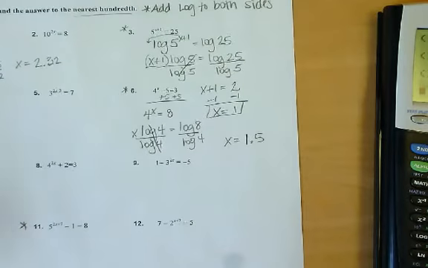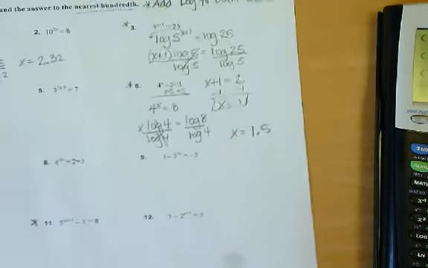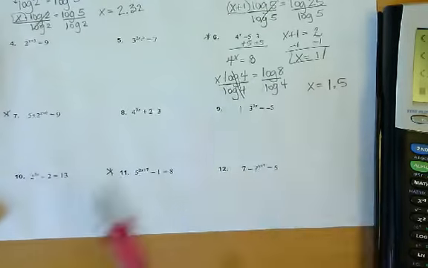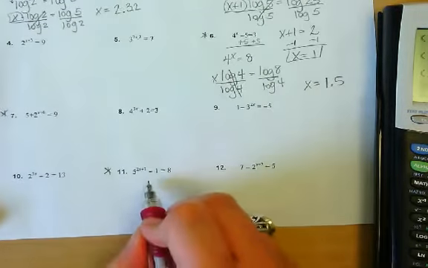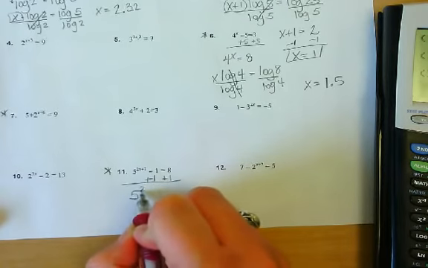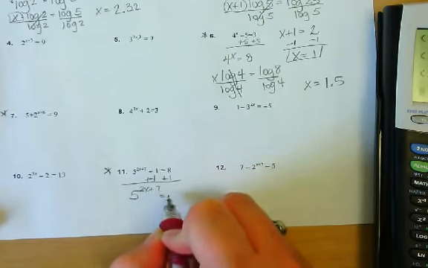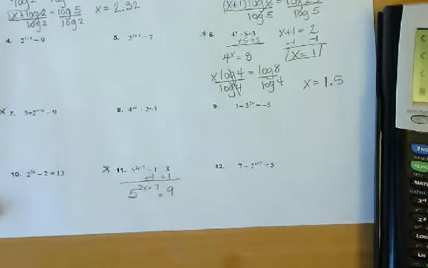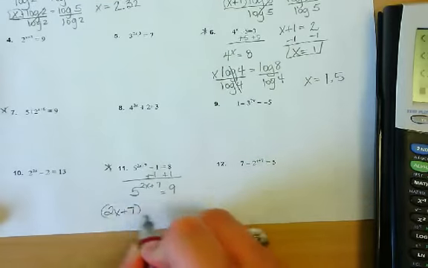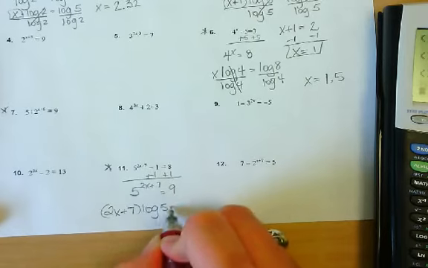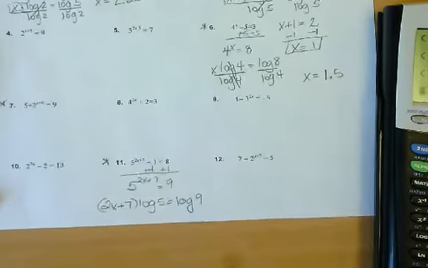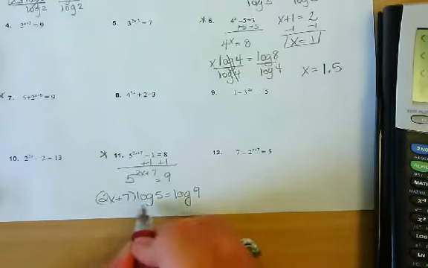So notice that problem number 11 is similar to the problem I just did. I need my exponential portion on the side by itself, so I need to add 1 to both sides first. Now I need to add log and move my exponent. So 2x plus 7 comes to the front of log of 5, equal to log of 9. So I now need to divide both sides by log of 5.